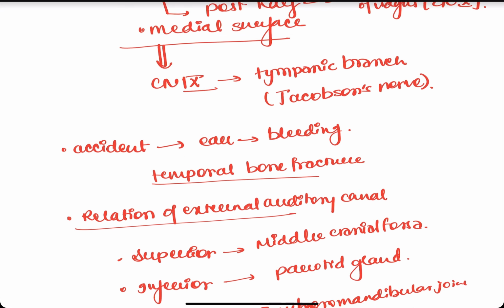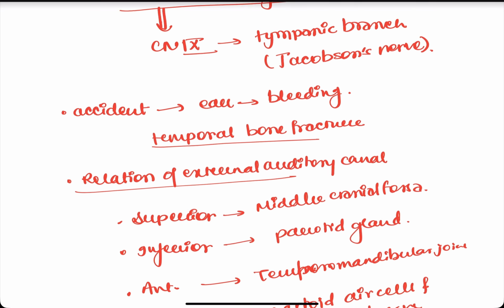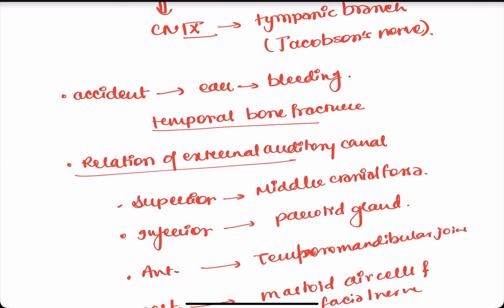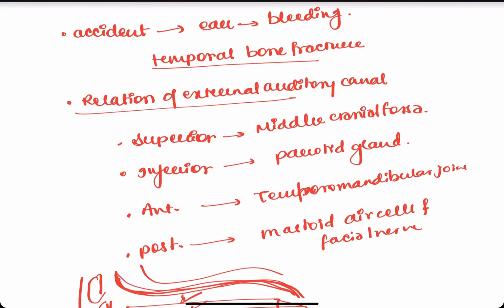The next is if there is coughing on scratching the external acoustic canal, then it is due to the auricular branch of the vagus.